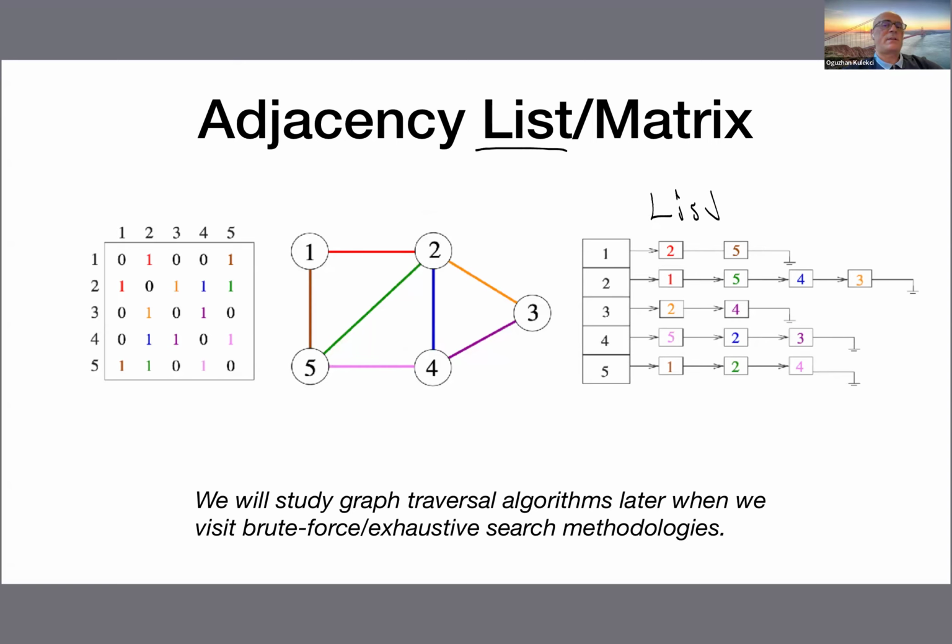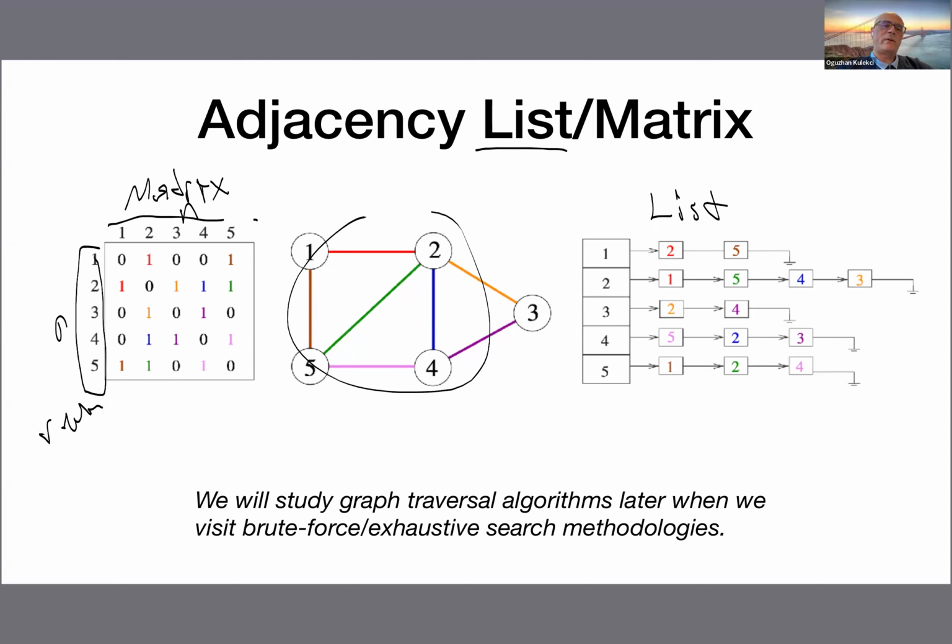So this is the adjacency list representation. And here is the adjacency matrix representation. With the adjacency matrix, we have a matrix. How many nodes do I have? I have 5 nodes here, so this matrix is n by n. You put all the vertices here. And if two vertices are connected, then the corresponding position in the matrix will be a 1. 3 is connected to 4, so I have 1 here.